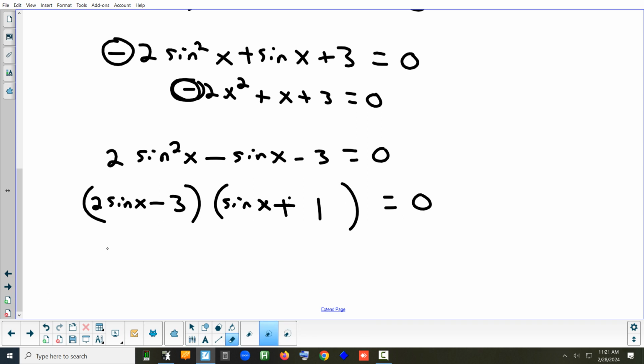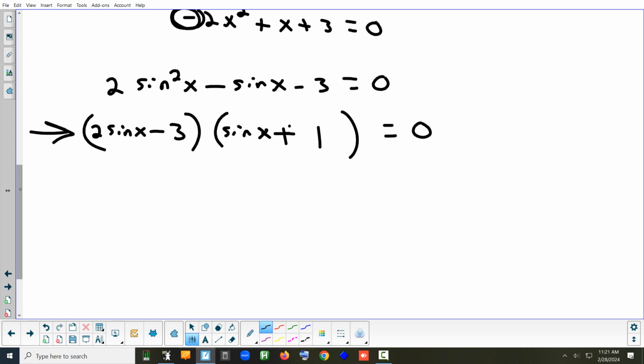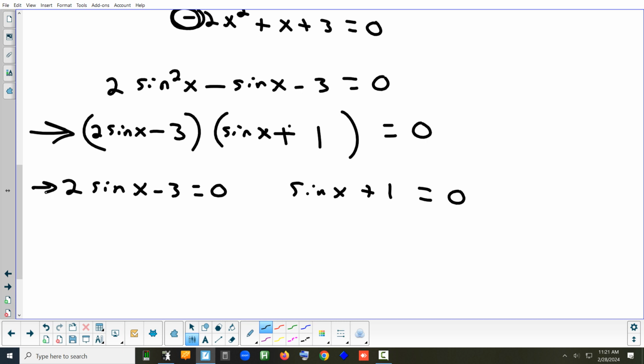Okay. Now, some problems in the homework are going to start you at this step. It's already going to be factored for you. Now you just have to take that and do something with it. When you have something times something equals 0, what do you do? Yeah. You set each factor equal to 0. So you have 2 sine x minus 3 equals 0, and sine x plus 1 equals 0. Now some problems in the homework will even start you at this step. They'll just give you this as the problem and say solve for x.